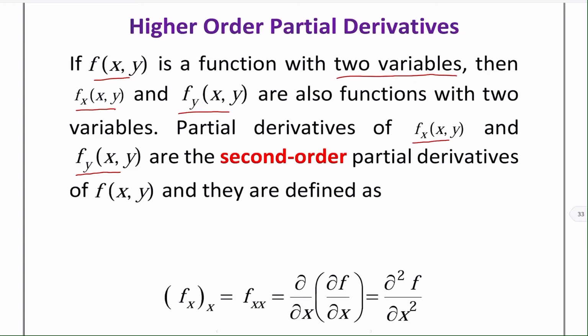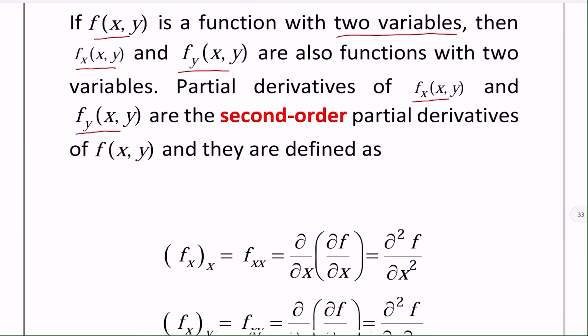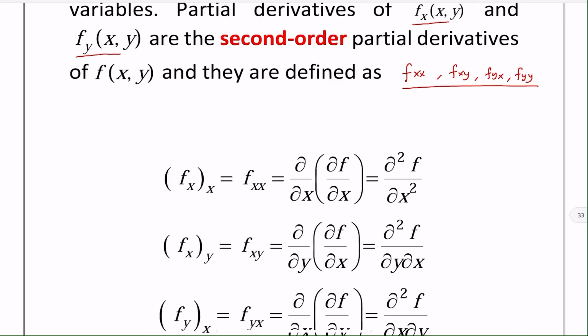Okay, and they are defined as, if the partial derivatives fx and fy are differentiated again, the second partial derivatives will be defined as fxx, fxy, fyx, fyy. So this is the second order partial derivative. This is the notation, either fxx, fxy, fyx and fyy.